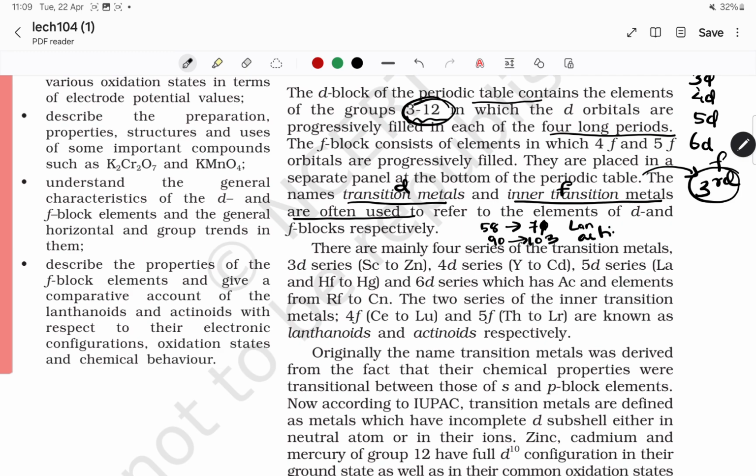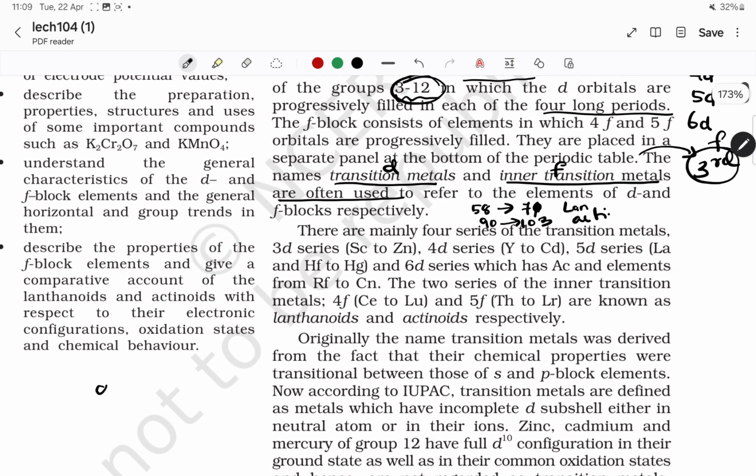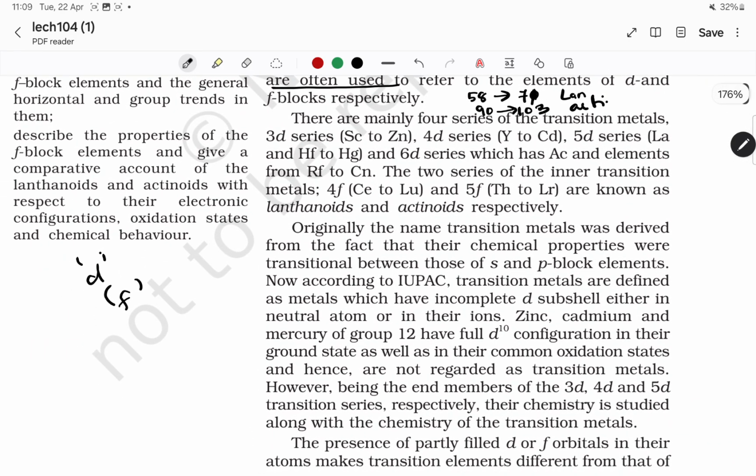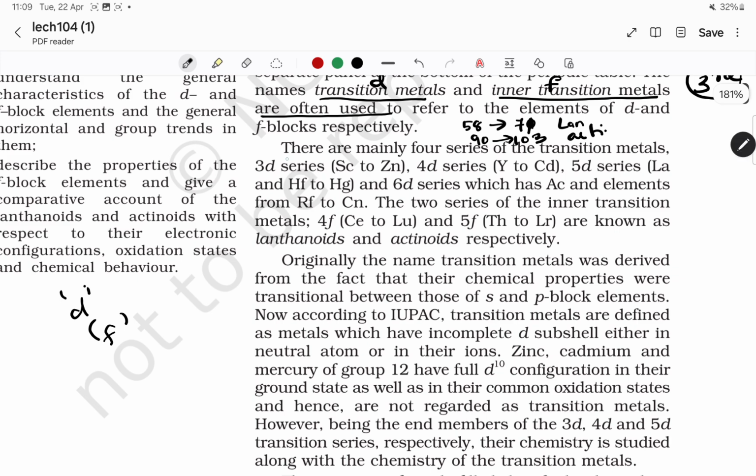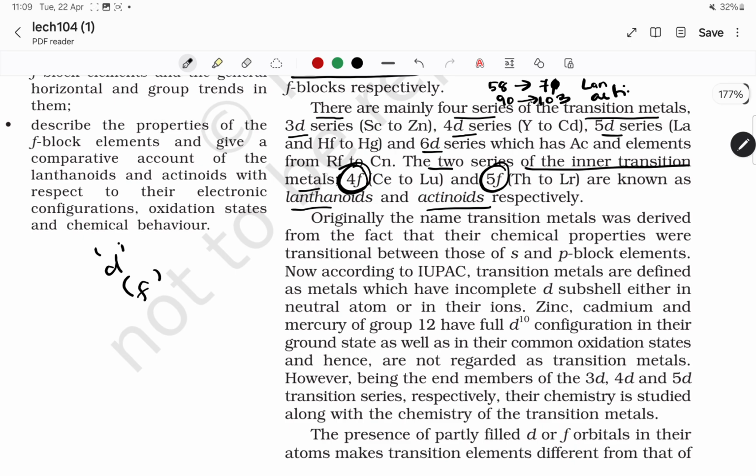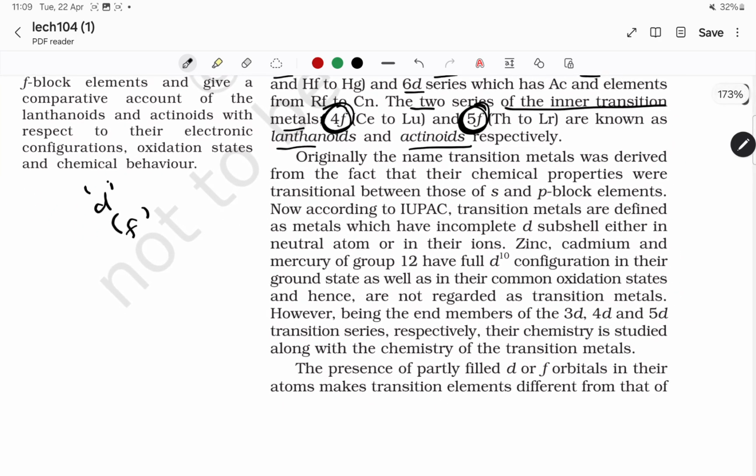Okay, actinides. So to learn each D block element and each F block element is very important. In the last, I will give a trick to learn D and F block elements. There are mainly 4 series of transition metals: 3d, 4d, 5d, 6d. And the 2 series of the inner transition metals, 4f and 5f, are known as lanthanoids and actinoids. 4f series are called lanthanoids, 5f series are called actinoids.